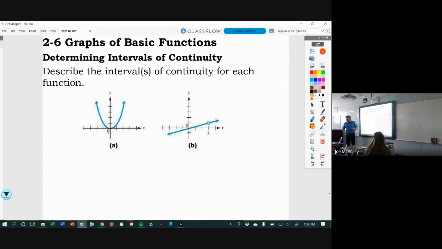Theoretically I could draw this without picking up my pencil, though I wouldn't, because it'd be the last thing I do in my life. So when is this thing continuous? It is continuous on the open interval negative infinity to infinity. That graph is always continuous, correct?